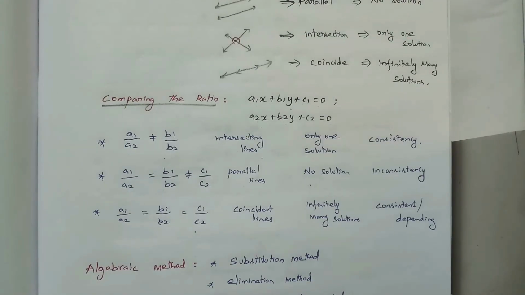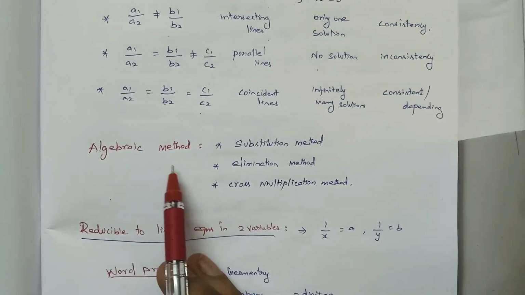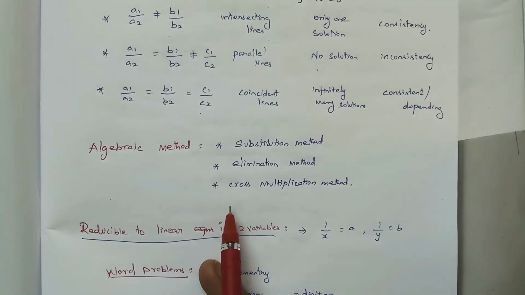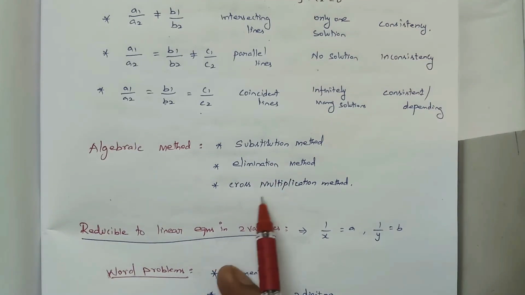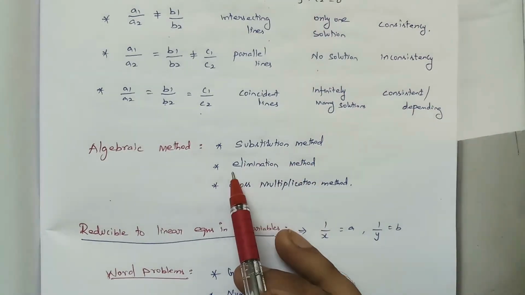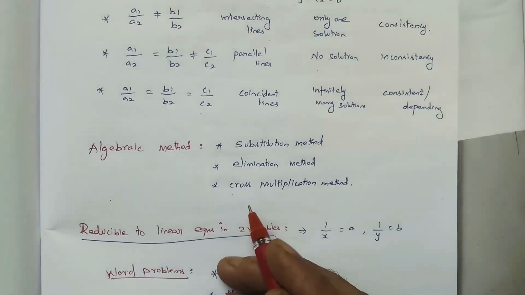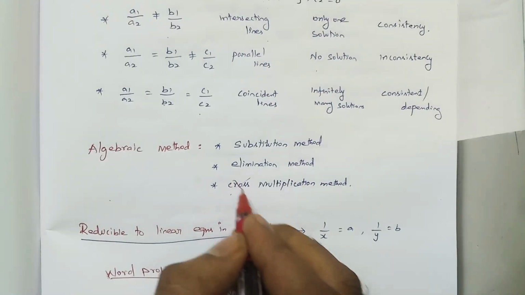Next, finding solutions by the algebraic method. We have three methods to find the solution. The first method is the substitution method. The second is the elimination method. The third is cross multiplication. But don't practice cross multiplication because it has been deleted.